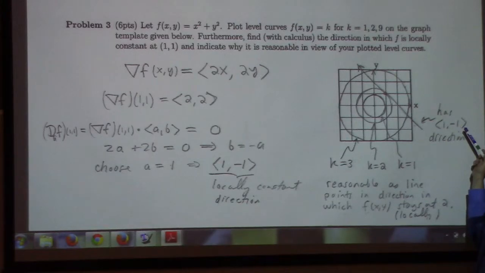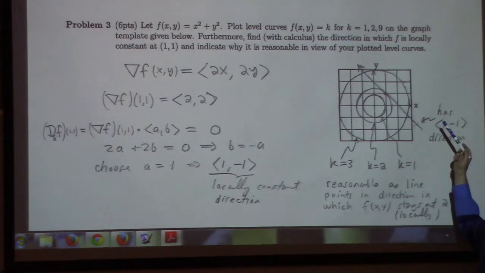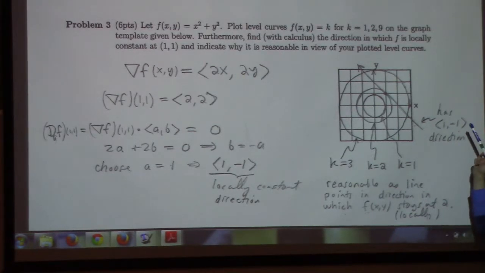I mean, if I don't want to grade so many different possible answers, I might say, give me a unit vector. Then there'd just be 2 answers to grade, right? Plus or minus this divided by the square root of 2 would be the directions in which f was locally constant at that given point.